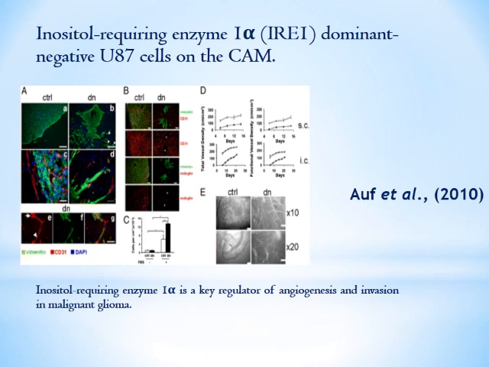Who inoculated IRE1, the abbreviation for inositol-requiring enzyme 1 alpha, dominant-negative U87 cells on the CAM. He observed the size of the tumor was significantly smaller and the tumor angiogenesis was decreased compared with control cells. This figure shows IRE1 is a key regulator of angiogenesis and invasion in malignant glioma.